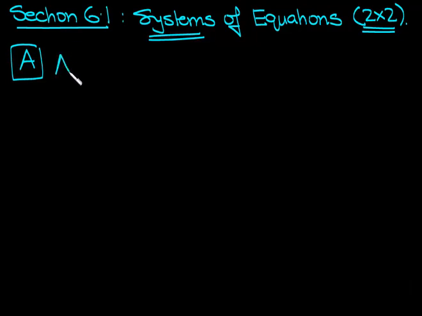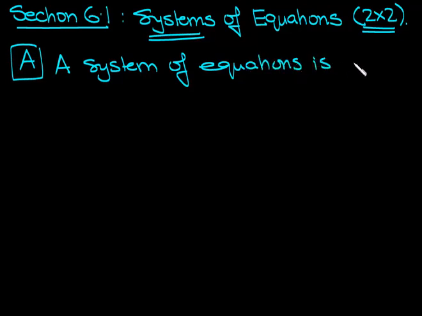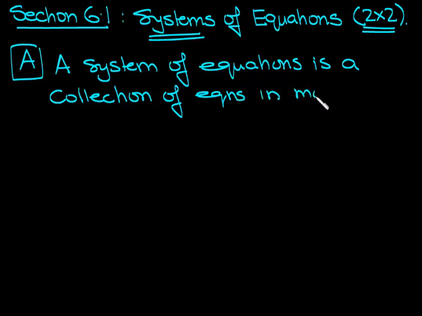A system of equations is a collection of equations in more than one variable. Up to this point in this class, we've only dealt with one equation and one unknown, or maybe one equation and two or three unknowns, but we only had one equation. Now we're going to have more than one equation and more than one unknown, more than one variable.